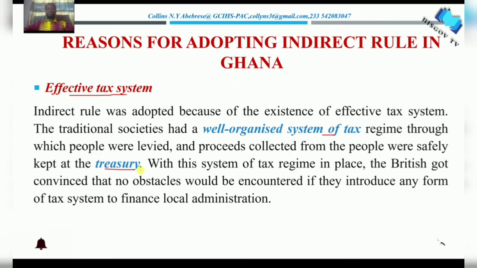And so the British, knowing this, felt that they should maintain that and then ride on that. And so with this system of tax and regime in place, the British got convinced that no obstacle would be encountered if they introduced any form of system to finance the local administration. You understand? Because they felt that if this is already there, the people are already paying tax to their chiefs. So if we ask the chief to tell them to pay this tax for us, that is not going to be any problem. And that is what the British thought. Okay, good. So at least we've had about five or so points in the reasons for the British adopting the indirect rule system in Ghana.